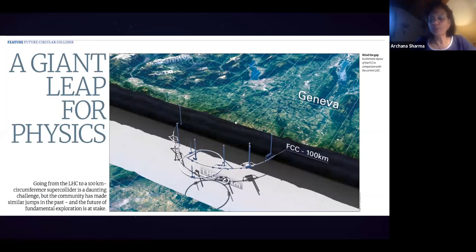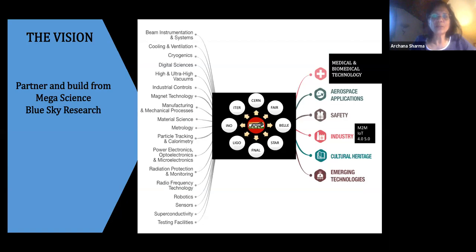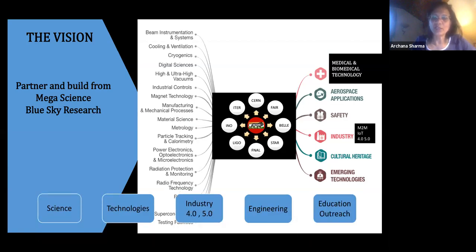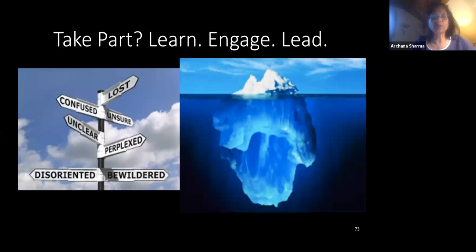So giant leap for physics means that the LHC, 27 kilometers, is now going to be operational until 2035. And then comes the next machine. But just as a quick fact, LHC was approved in 1985. It started operation in 2010. So you can imagine the gap. And similarly, FCC is now the direction that CERN is going to push for, and the machine is going to be 100 kilometers. So I'm going to stop there for any questions on whatever I have said up to now.